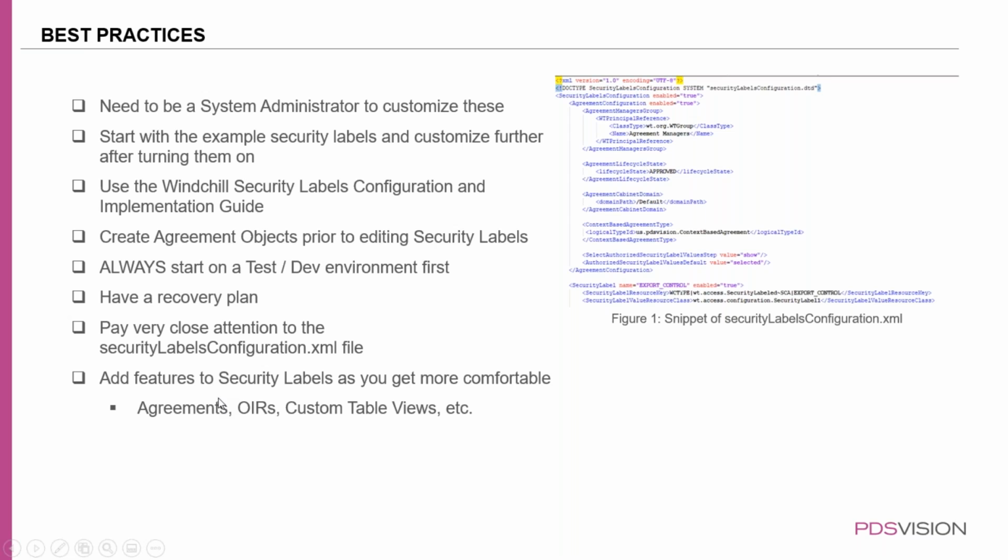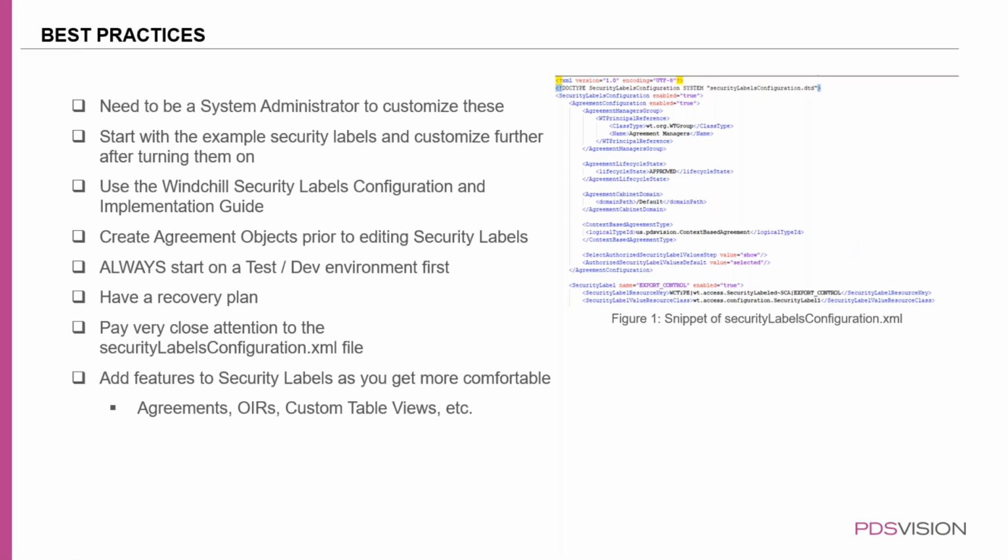With that, pay very close attention to the security labels configuration file. I'm going to show a little snippet of the one I'm using for the demonstration portion of this webinar. You want to make sure you're closing out your arguments. It's an XML file, so if you look at Figure 1 in the top right-hand of the screen, you'll see that these labels are turned on. You want to make sure enabled is true, and that you're closing out statements, things like that. This Windchill configuration implementation guide will guide you through and help make sure you're doing this. But you need to be very, very attentive to the edits and changes you're making to that file, because a lot of them are environment specific.